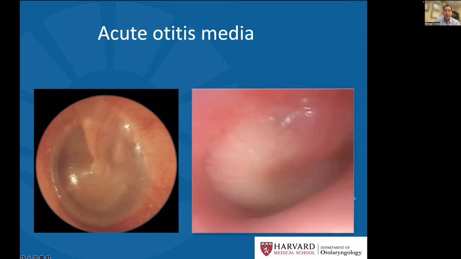Sometimes we have fluid that is infected, and this is an example of an ear infection. So we see just white stuff behind the eardrum. This is pus. It's very inflamed. The eardrum is bulging. That's an example of acute otitis media or middle ear infection.